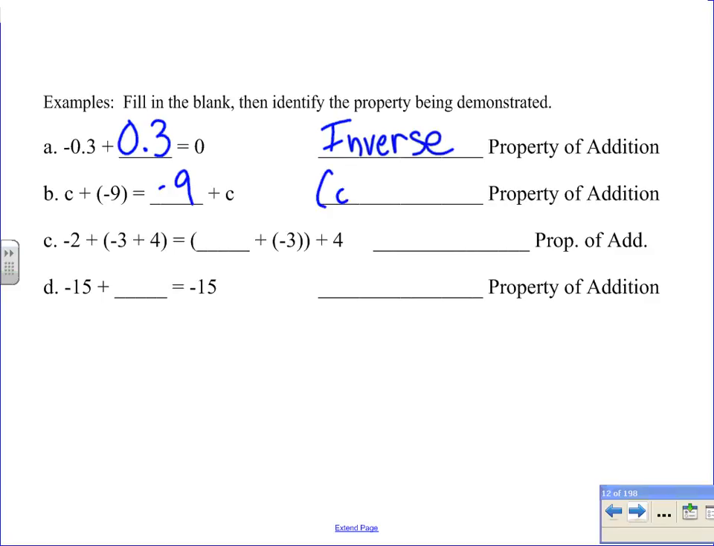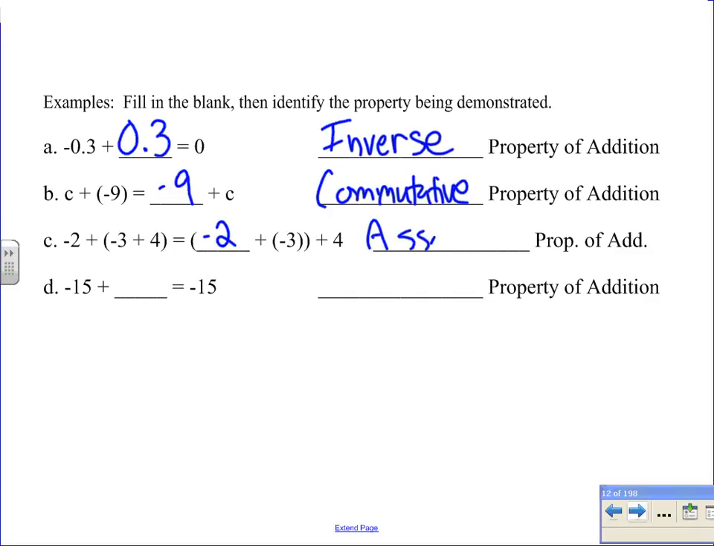Good job. -9. Commutative property of addition, which you may abbreviate as POA. The order you add numbers does not matter. So that's why that one is the commutative property. Sean, what about the next one? Good. And what is this one?